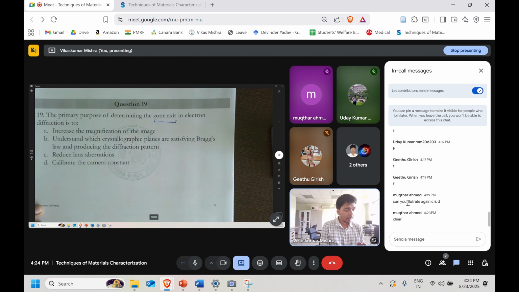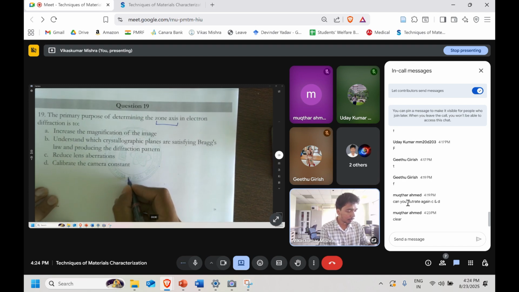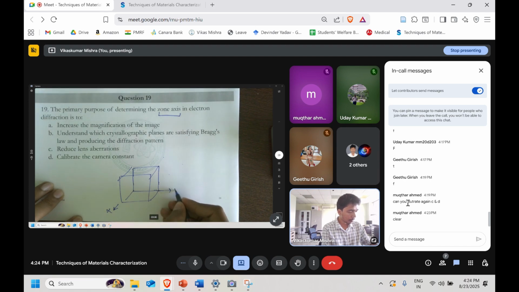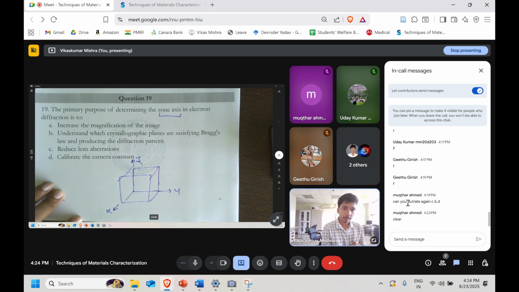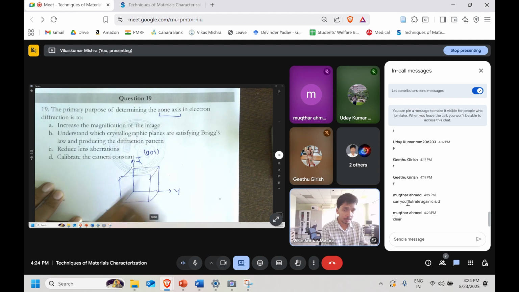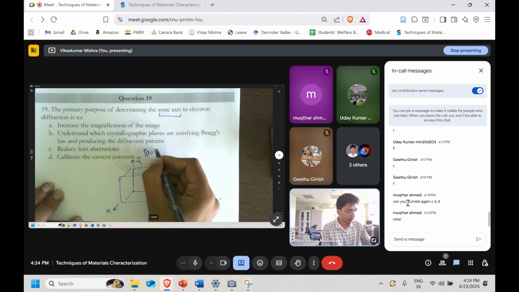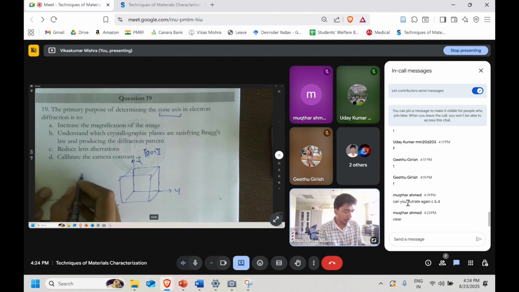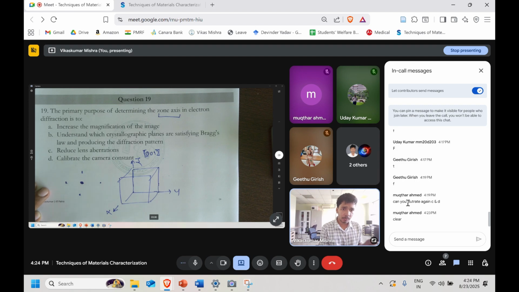The reason is that if I know along which zone, for example, let's talk about the cube, if the zone axis is 0 0 1, in that case you will see a diffraction pattern in which we have the symmetry of this. It will have the four-fold symmetry.